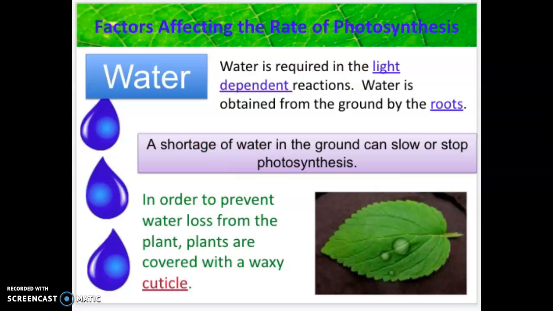There are factors that can affect the rate of photosynthesis. Any of the inputs, water is required. If there's not enough water in the roots of the plant, that can slow down photosynthesis. In some cases, it can even stop photosynthesis. In order to prevent water loss from the plant, they have a waxy cuticle. They have adaptations that allow them to be successful in different environments.